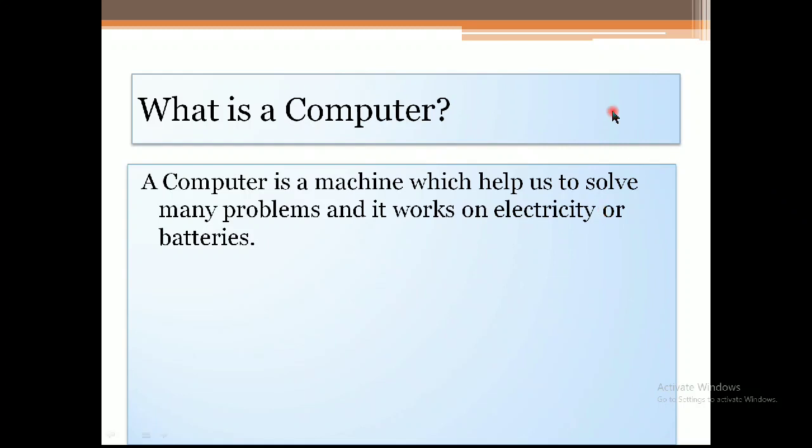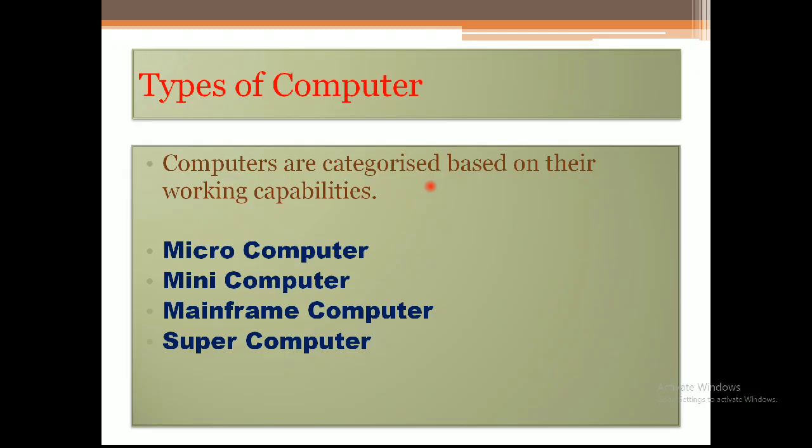What is a computer? Before starting the lesson, we have to know what a computer is. A computer is a machine which helps us to solve many problems and it works on both electricity and also batteries. This is the easiest and simplest definition of a computer.